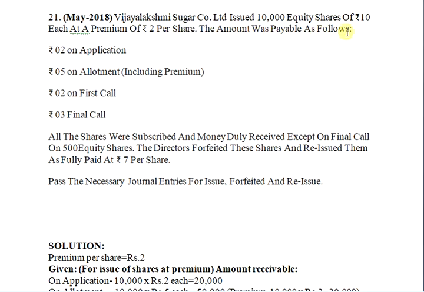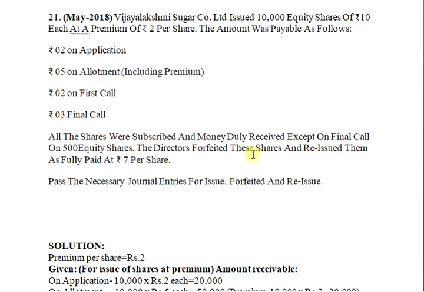The amount was payable as follows: rupees 2 on application, rupees 5 on allotment including premium, rupees 2 on first call, rupees 3 on final call. See here once again, rupees 5 on allotment including premium. Premium amount is 2 rupees, so the original amount on allotment installment will be only 3 rupees. All the shares were subscribed and the money duly received except the final call of 3 rupees on 500 equity shares.